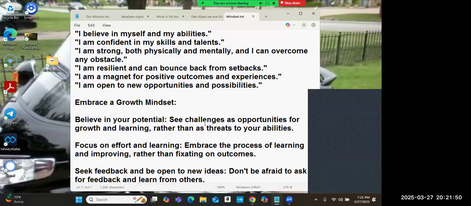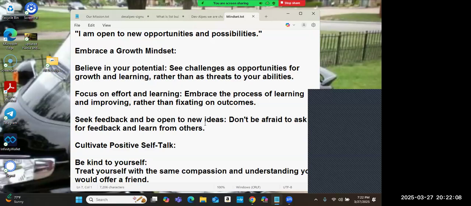I am a magnet for positive outcomes and experiences. I am open to new opportunities and possibilities. These are all growth mindsets. And if you'll practice this daily, you won't believe the outcome, okay?